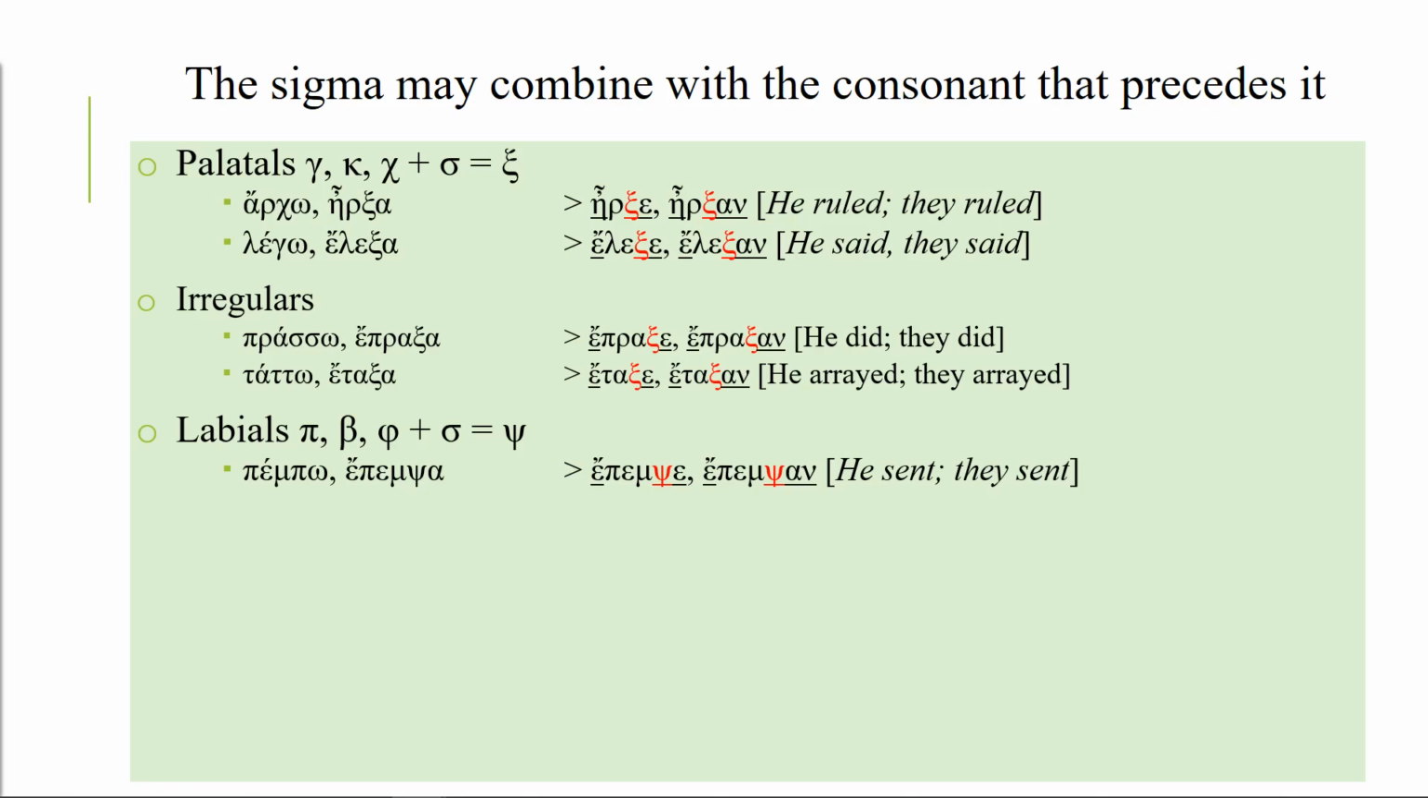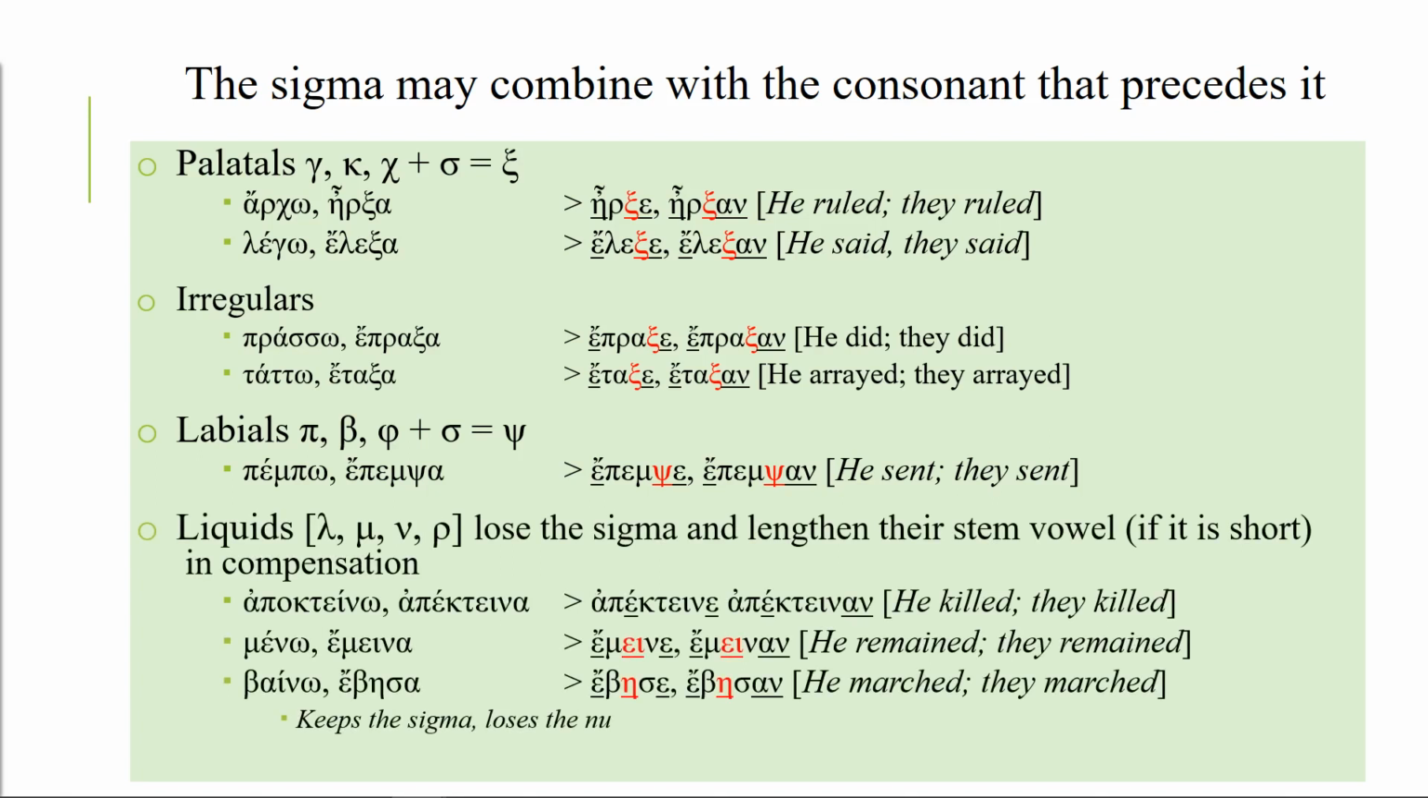A number of forms lose the sigma completely. So you don't get the sign of the aorist because they just lose it and lengthen their stem vowel if it's short. So apekteino, apekteine, he killed. Apekteinon, they killed. Meno doesn't take the sigma. Instead, it just lengthens out its stem vowel to emeina. Baino lengthens even more to ebēn, so it loses the nu in this case.